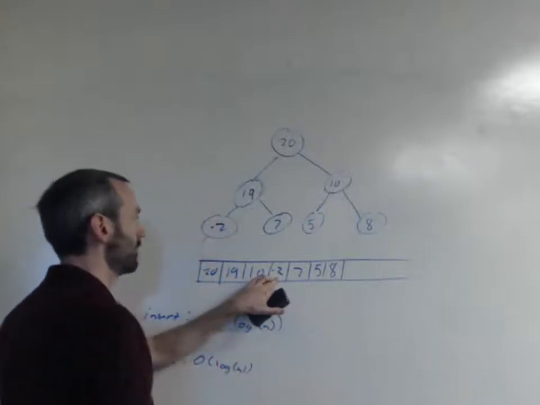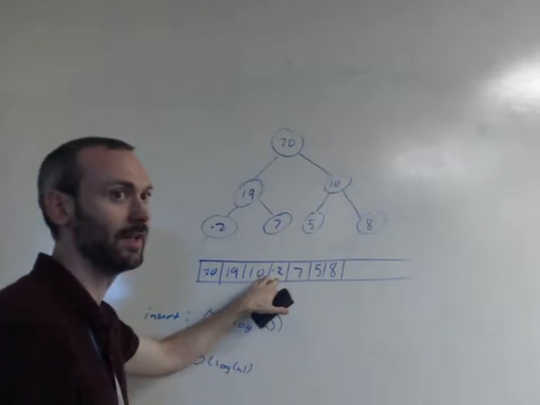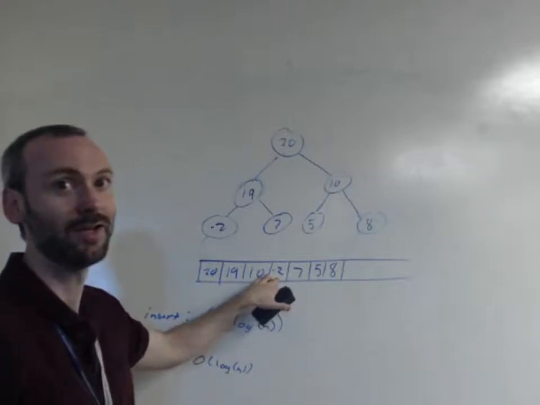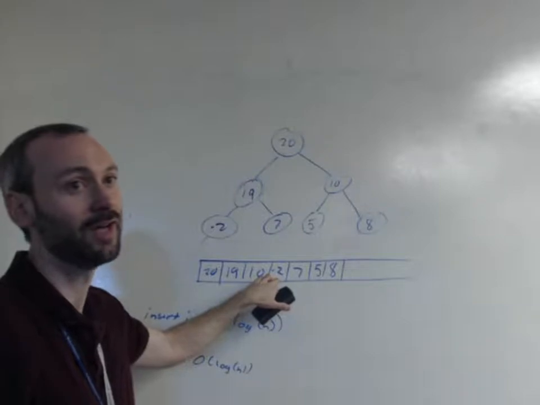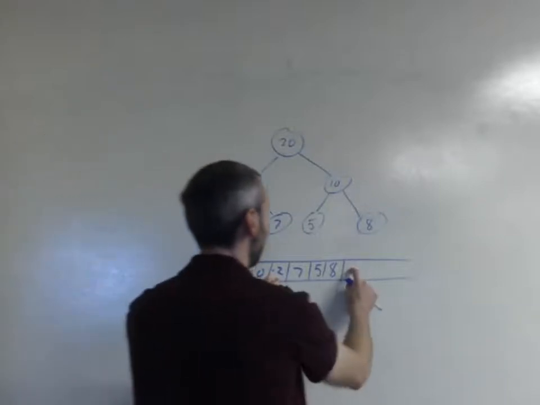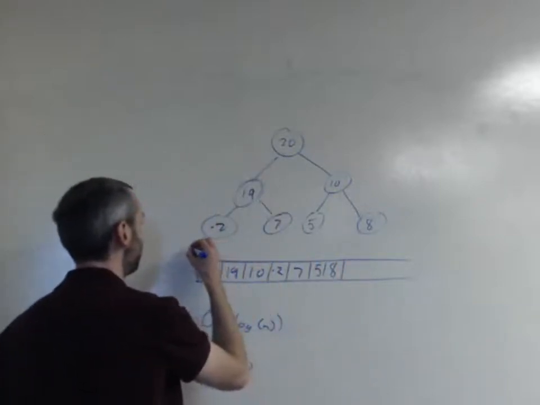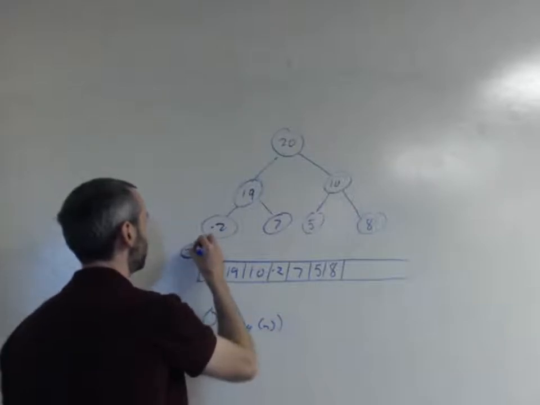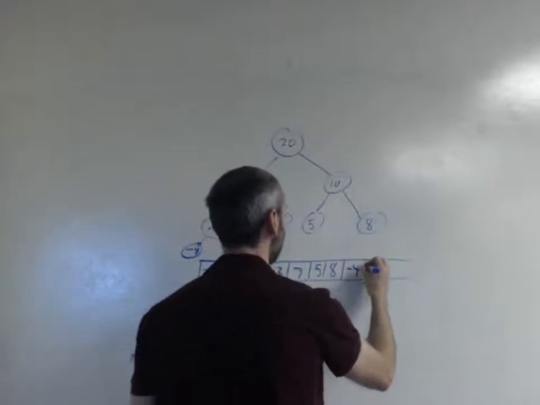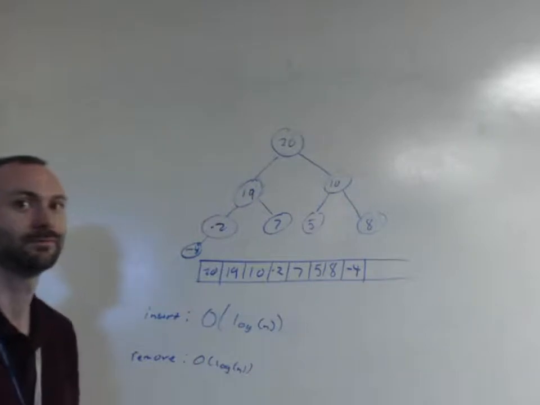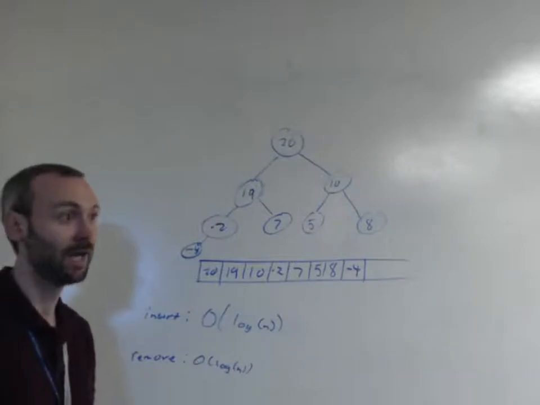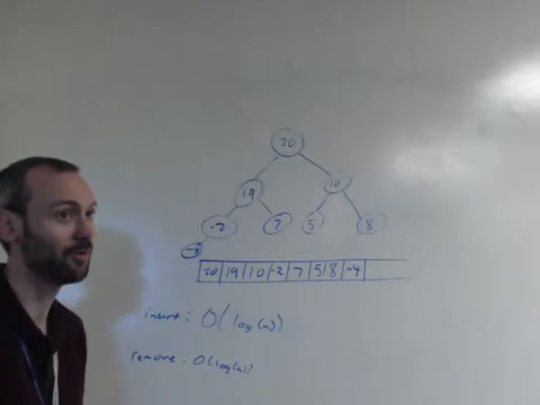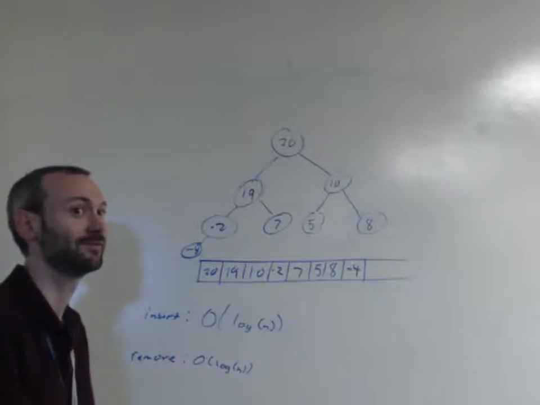Where would -2's left child first go? The end. So if you want to add a node to your heap and you're using an array, it literally goes at the end. So let's give us a -4 so we don't have to reheap. So a heap can be stored as an array.